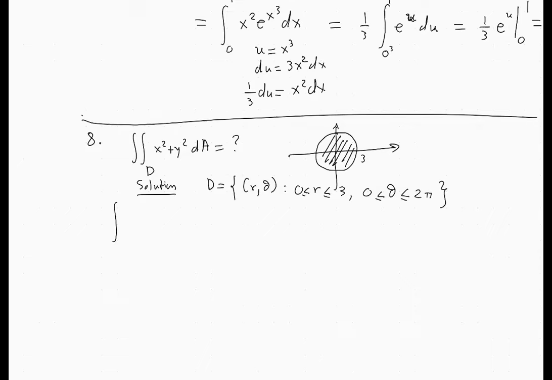So we will have the integral from 0 to 3 dr. We will have the integral from 0 to 2 pi d theta. And the integrand is what? It's x squared plus y squared in polar coordinates. We know that x squared plus y squared is exactly r squared. That's the Pythagorean theorem, by the way. And of course, don't forget your Jacobian. And here, this integral is very, very simple. So you have r to the 4th over 4 from 0 to 3.